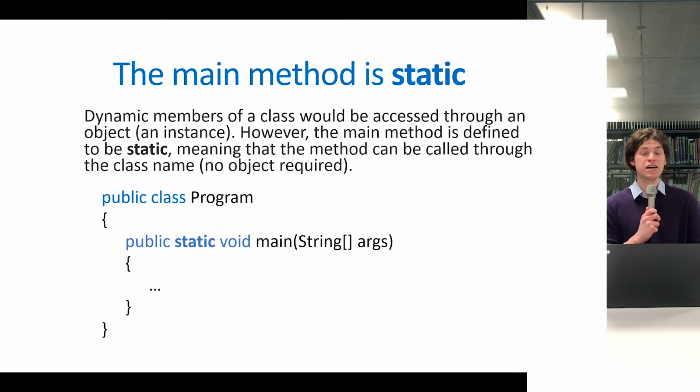Okay, so if we are creating main methods even within BlueJ, we don't even need to create an object of the program class. We can call it directly through the class name. And we'll see an illustration of that.